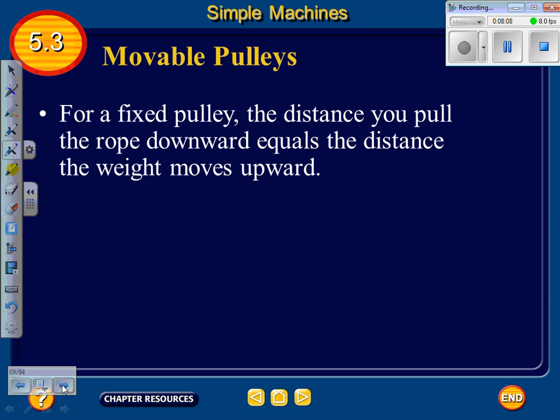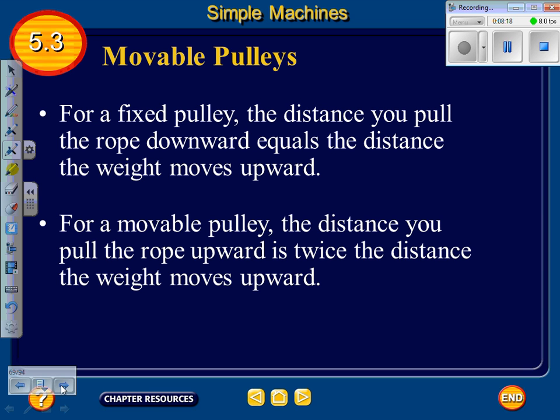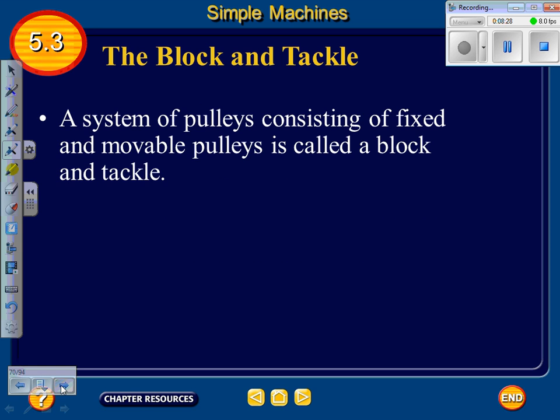For a fixed pulley, the distance you pull the rope downward equals the distance the weight moves up. Kind of like we say a 1-to-1 relation. For a movable pulley, the distance you pull the rope up is twice the distance the weight moves up. A system of pulleys consisting of fixed and movable pulleys is called a block and tackle.